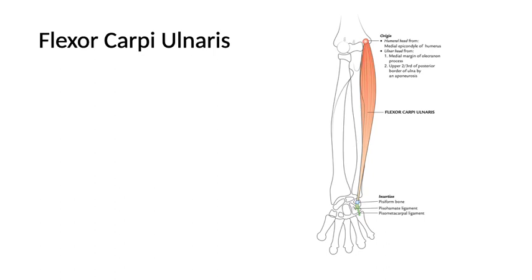While inserting, the tendon goes to the pisiform bone, and further to the hook of the hamate it goes as a pisohamate ligament, and to the base of the fifth metacarpal bone it goes as a pisometacarpal ligament. We cannot say that insertion is on the pisiform bone because pisiform bone is a sesamoid bone. Nerve supply is by the ulnar nerve.